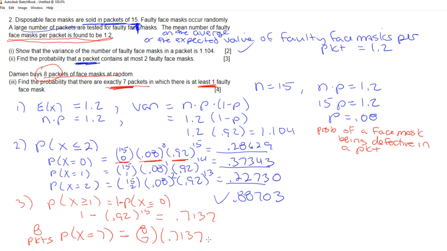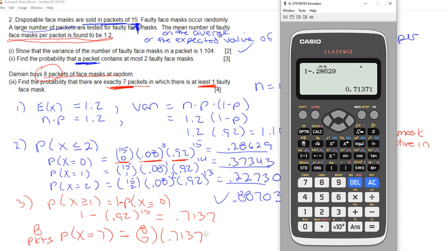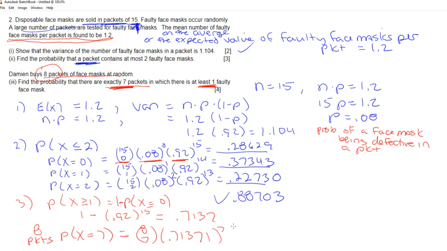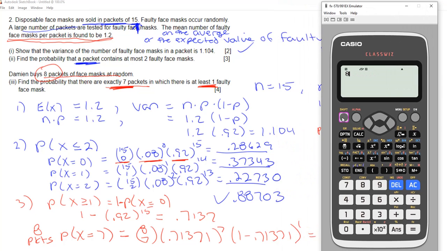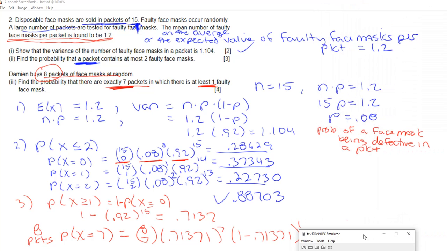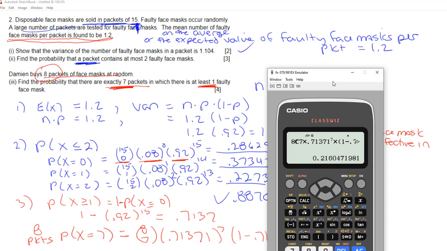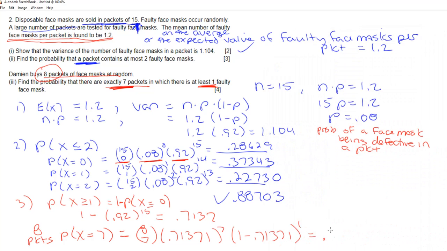So now what I'm going to do is take this probability that we just figured out, raise it to the 7th power, and then I'm going to do 1 minus this probability and do that to the 1st power. And I could use the menu 7, but in this case, it's probably just as fast to go ahead and type it in as long as I'm careful. And so I go ahead and do that, and I get the probability of being 0.216, and there's my answer.